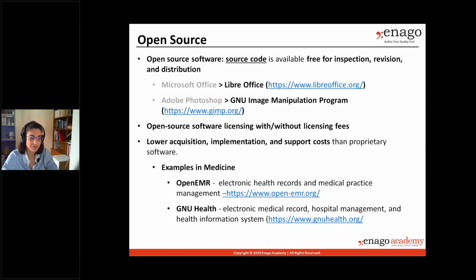And some examples in medicine would be OpenEMR and GNU Health. The former, OpenEMR, is the electronic health records and medical practice management tool. You can find it on the indicated website. And GNU Health is for electronic medical records, hospital management, and health information system integration. So you can find this again on the website indicated in this slide.